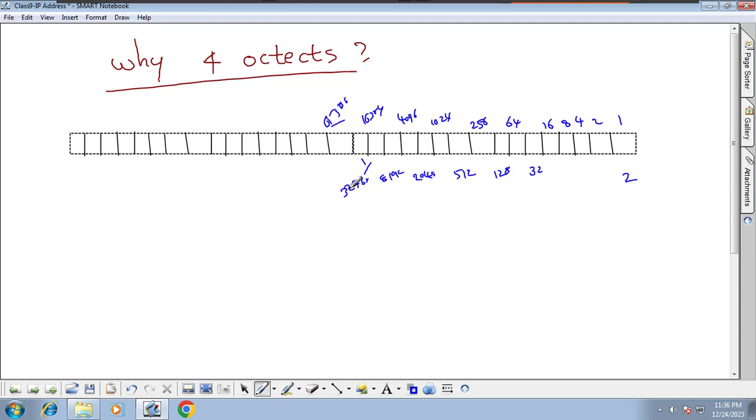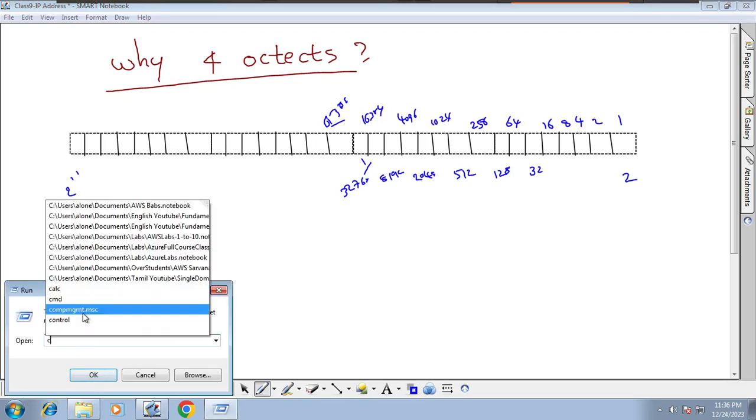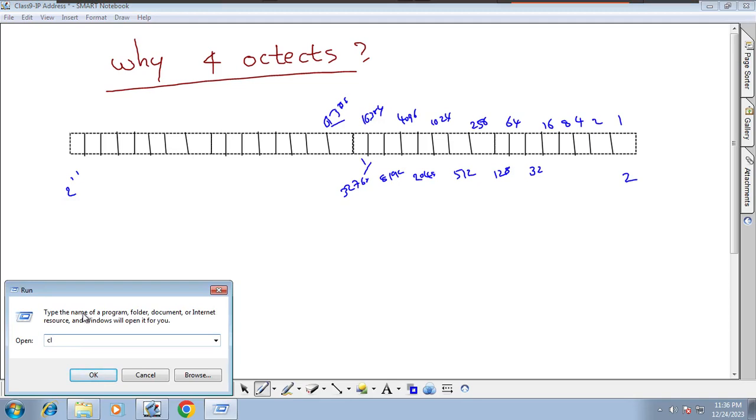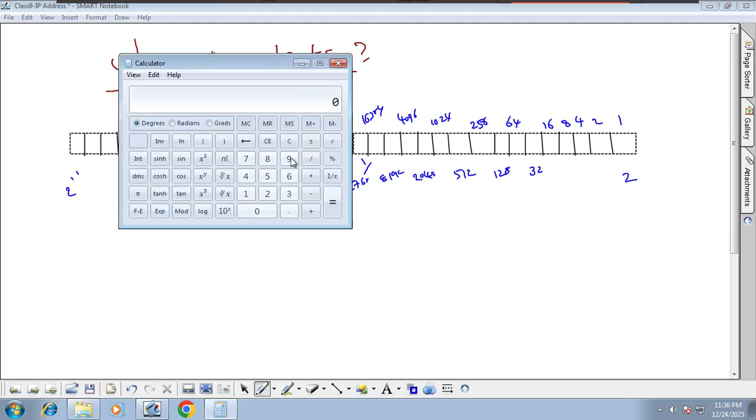Okay, I know till 2 power 16, but after that I don't know. But what I'm trying to say is, if you go this way, 2 power 17, 2 power 18, 19, 20, up to 2 power 32, what is the value of 2 power 32? Let's go to a calculator. In the calculator, 2 to the power of 32.